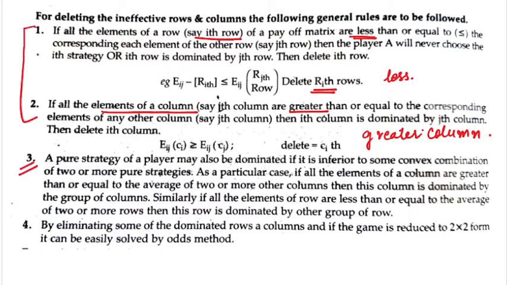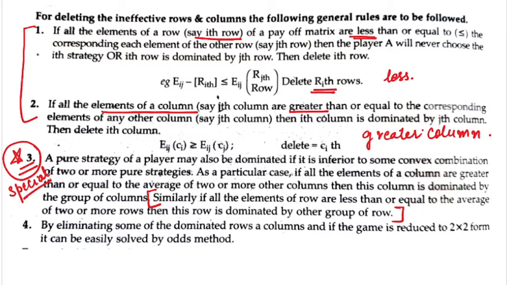Now the third is a particular case. Sometimes we are not able to find a row in which each element is less than the other rows, or a column in which each element is greater than the other. There are some mixed. In that case we follow rule number three, where we take the average. I will explain this third rule as a special case of dominance with a practical question.